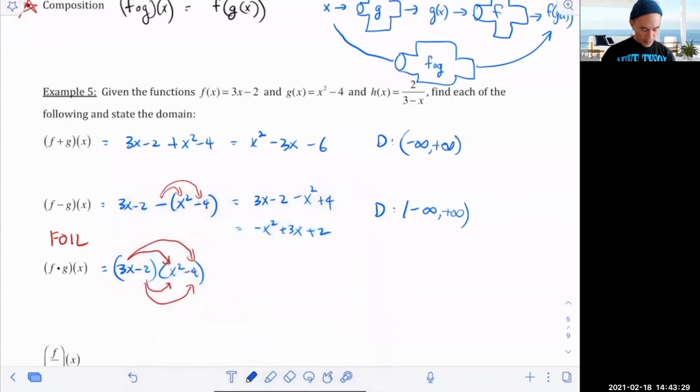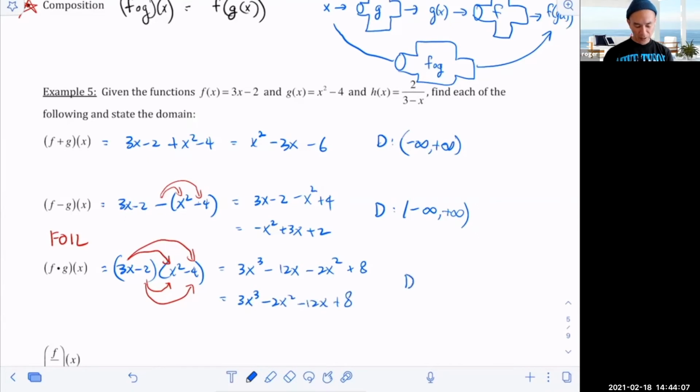So we now want to simplify, so that's going to be 3x cubed, that's going to be minus 12x, that's the outside, then the inside is going to be minus 2x squared, and then the last is going to be plus 8. You can rearrange it so it's from lowest to highest if you want. I don't know if I really care, but I guess I did it for the other one, so I'll do it for this one. 3x cubed minus 2x squared minus 12x plus 8.